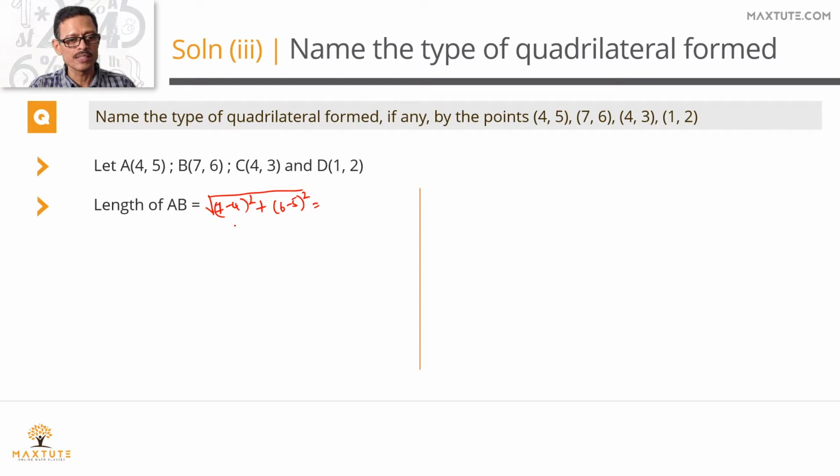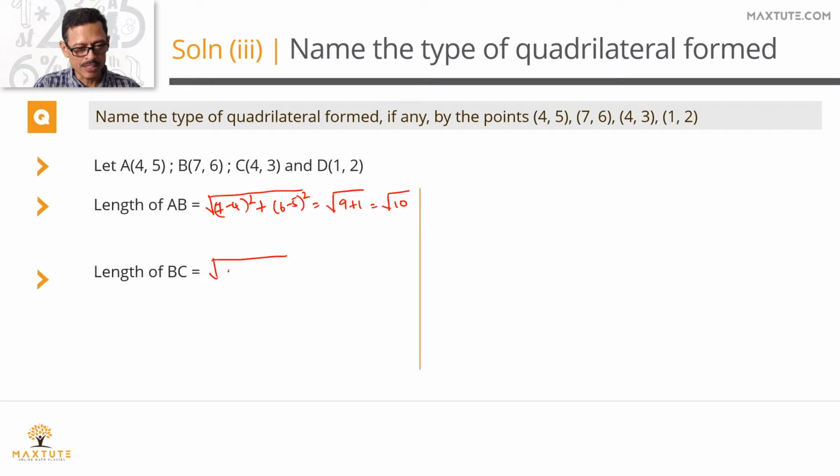7 minus 4 is equal to 3. 3 square is equal to 9. 6 minus 5 is 1. 1 square is 1. So the measure of AB is equal to root 10. So we found out one side. Let's move on to the second side, which is BC. Going to be taking coordinates of points B and C.